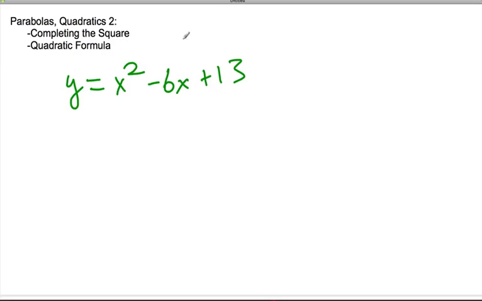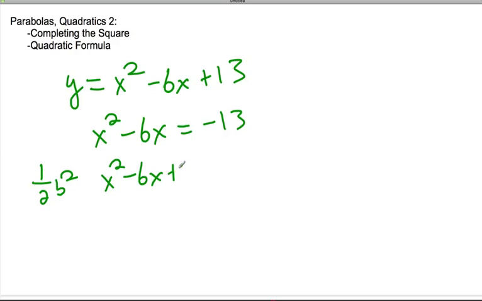The first thing in completing the square is that we're going to want to isolate the x terms, temporarily moving anything that doesn't have x in it over to the other side. So that becomes that. Now what we do is we calculate one half b squared, which means you take half of the b term, which was negative 6, which is negative 3, and square it. Negative 3 squared is 9. So we add 9 to both sides. So x squared minus 6x plus 9 equals negative 13 plus 9, which is negative 4.